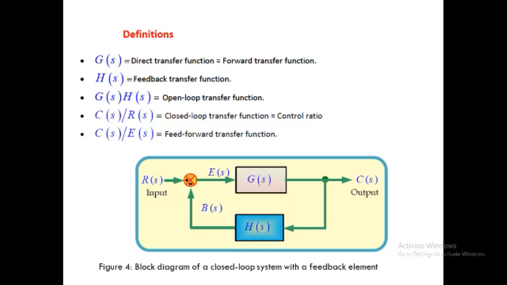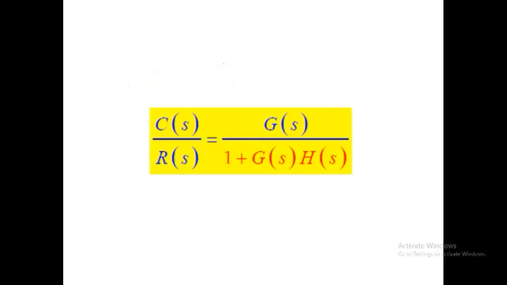The diagram indicates a closed loop system with a feedback element. Therefore, C(s)/R(s) is equal to G(s) upon 1 plus G(s) H(s).